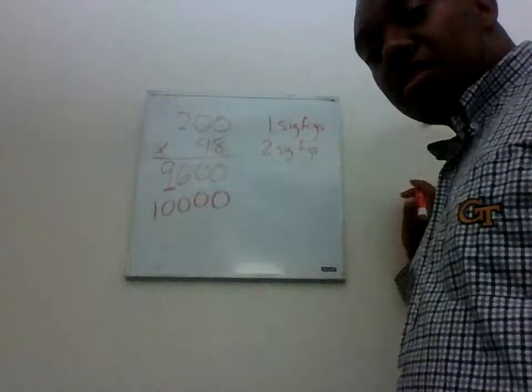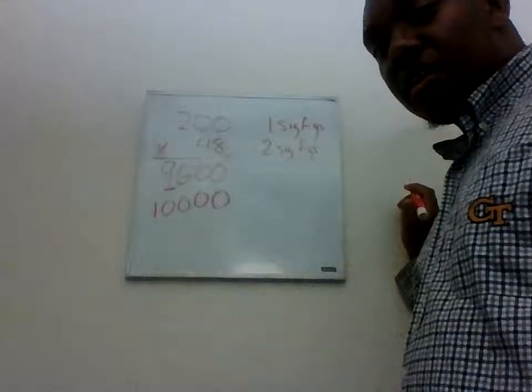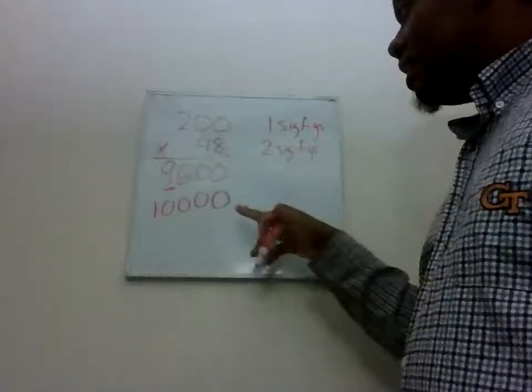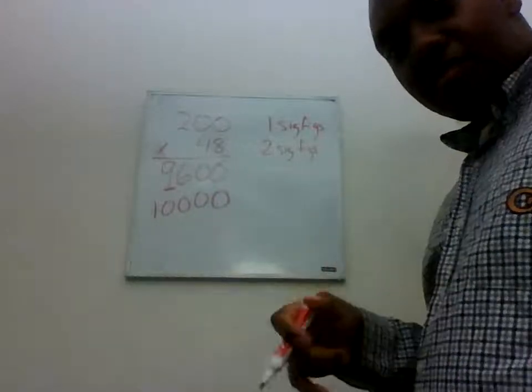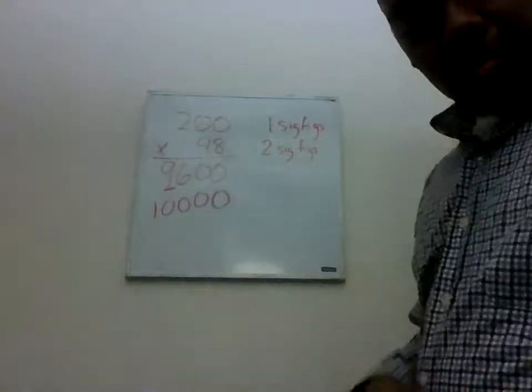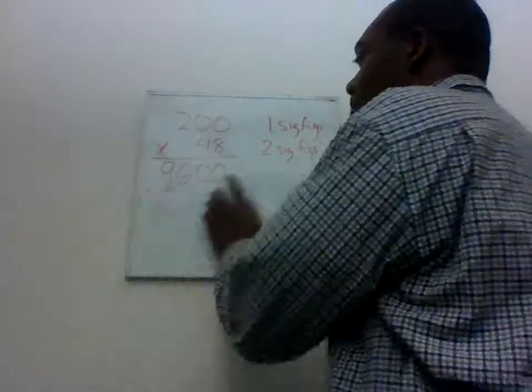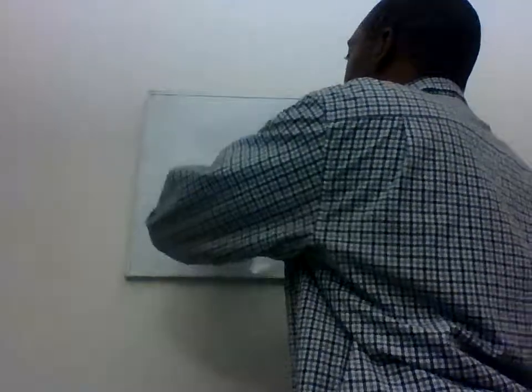So we have 10,000. Does that have one significant figure? Yes, it does, because there's no decimal there, and these are trailing zeros. Good job. You're getting the hang of it. All right, so we'll do one more.